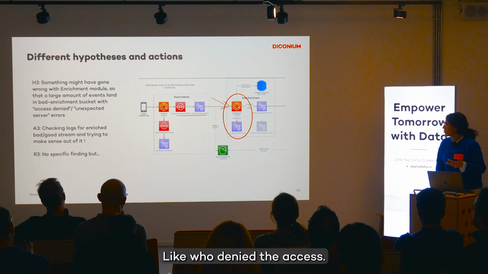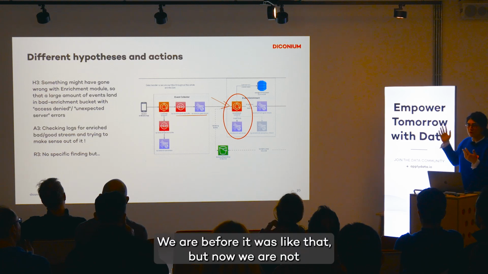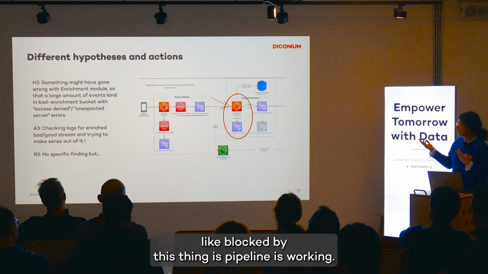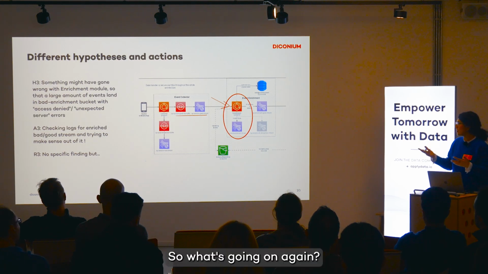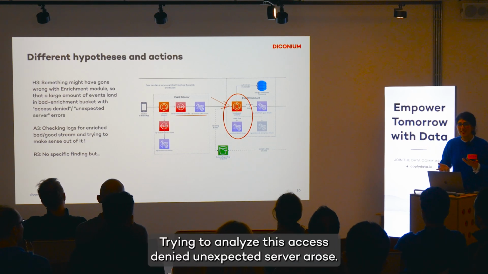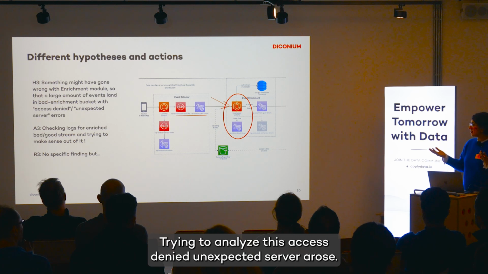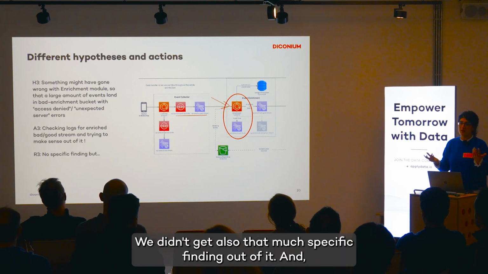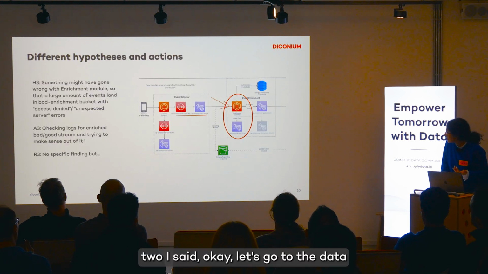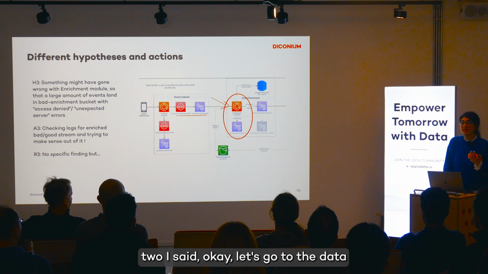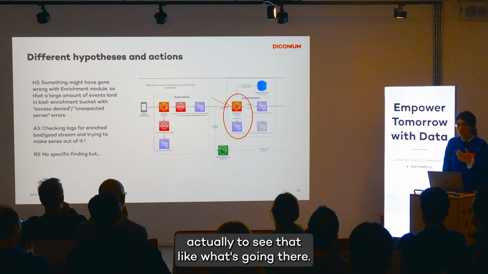I was like, who denied the access? Before it was like that, but now we are not blocked by this thingy. The pipeline is working. So what's going on? Again, trying to analyze this access denied and unexpected server errors, we didn't get a very specific finding out of it, till I said, okay, let's go to the data actually to see what's going on there.